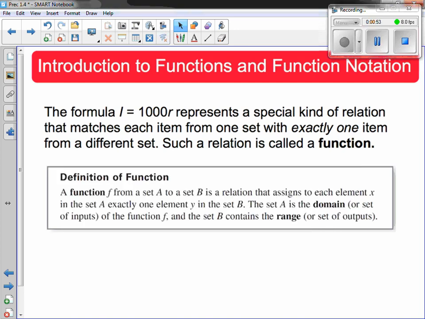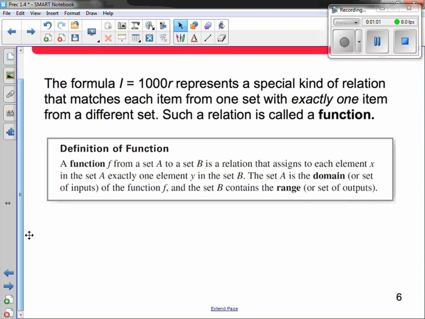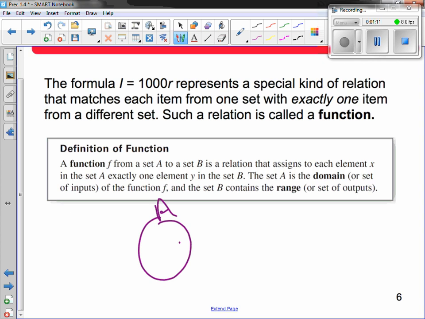A function f from a set A to a set B is a relation that assigns to each element x in set A exactly one element y in set B. The set A is called the domain, the set of inputs of the function f, and the set B contains the range. So our x values are mapped to y. So 1 is mapped to 2. So if you plug 1 into the function, you get 2 out.